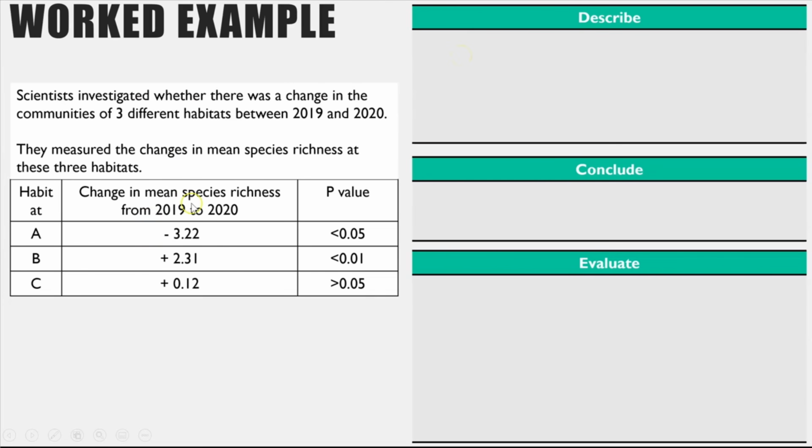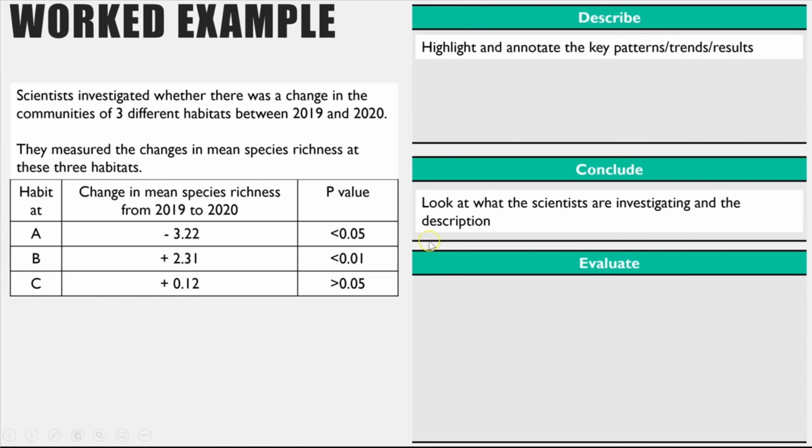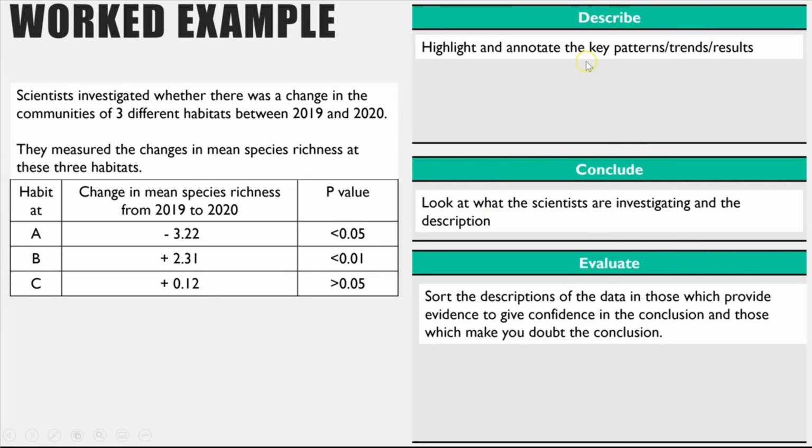Describe, so we'll then have to look at all of this data and pick out what the key patterns, trends and results are. It's basically you're stating the obvious. What are the key patterns? Once we've picked those out, I'm going to jot down what I think the conclusion is. And then the last thing we do, before we even get on to the question, is pick out from your descriptions which of those provide evidence to support the conclusion you've written, and which of those descriptions do not provide supporting evidence for your conclusion.